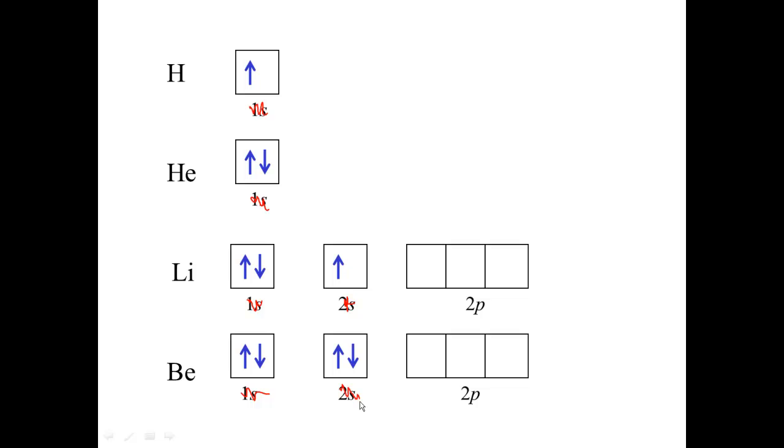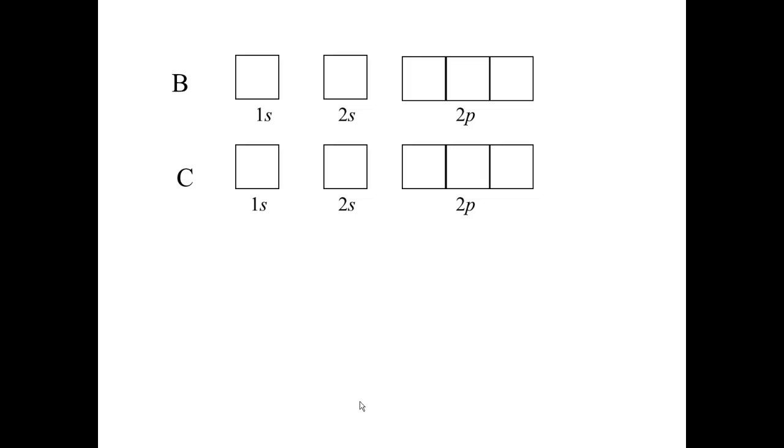Okay. I think your textbook, and I'll say later on, I'm pretty sure, calls them orbital diagrams. I call them box and arrow diagrams. Your textbook calls them orbital diagrams. Okay, so boron has 5.